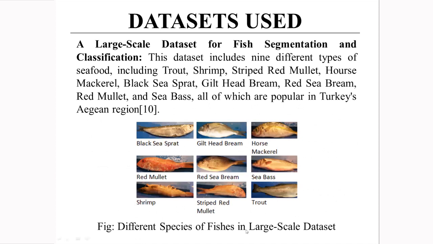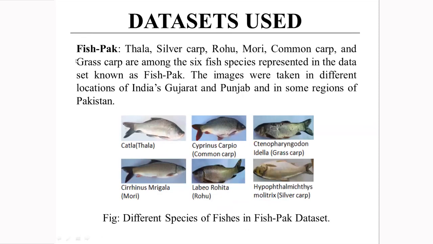I have used two datasets. First is a large-scale dataset for fish segmentation and classification. This dataset includes 9 species, and this figure shows the different species of fish in this dataset. And the images contained in this dataset are popular in the Turkey Aegean region. Next comes the fish pack dataset. In this dataset, there are 6 types of fish species, and the images were taken in locations of India's Gujarat and Punjab, and in some regions of Pakistan.